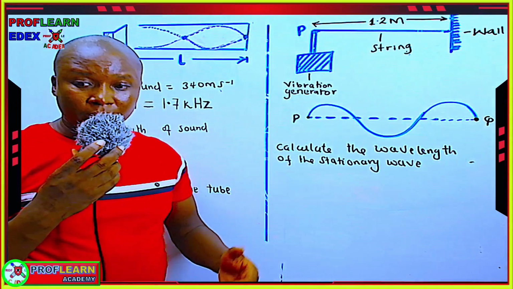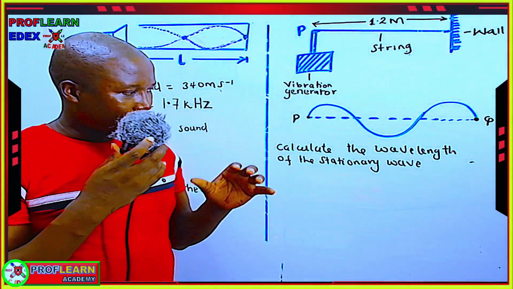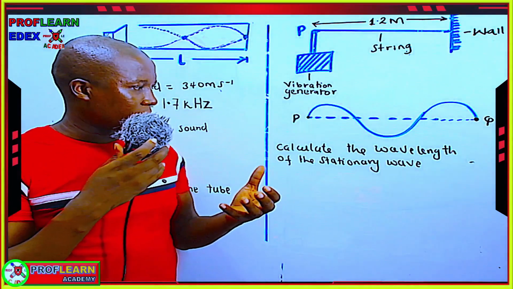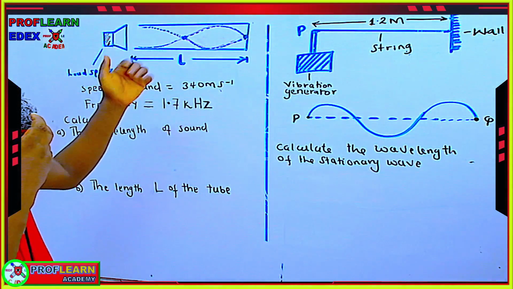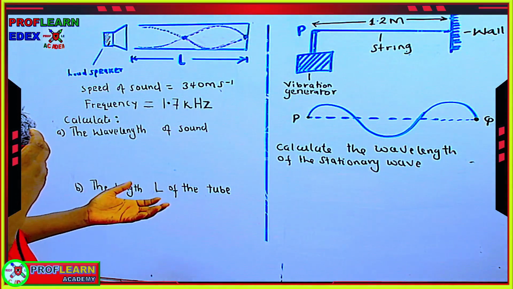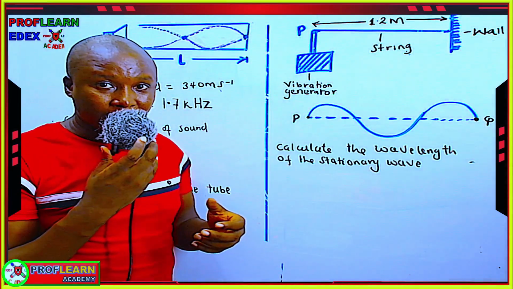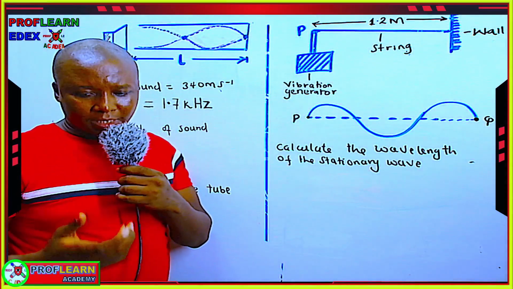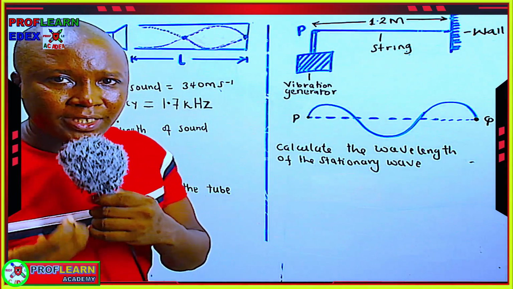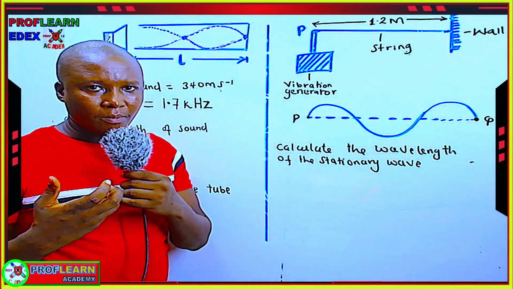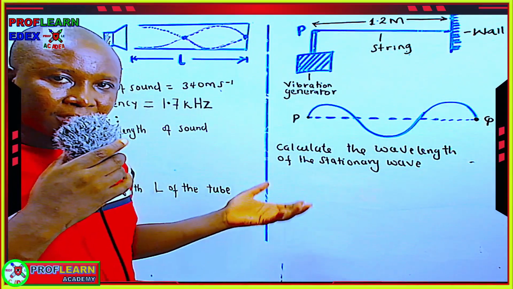In this video, we're going to have a discussion on how to work with stationary waves, especially how to work out the wavelength of a stationary wave. We shall also work out the wavelength and the length of the tube when you are given some more information regarding stationary waves. Remember that stationary waves are formed when a progressive wave is reflected and it travels in the opposite direction.